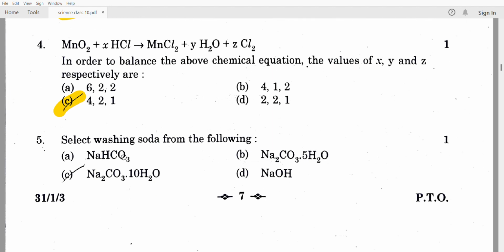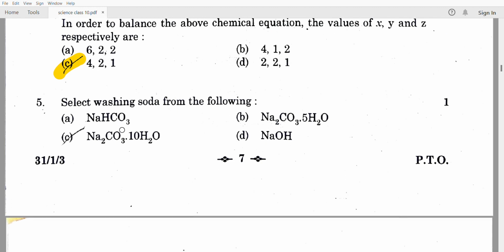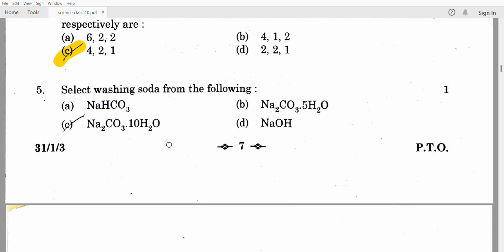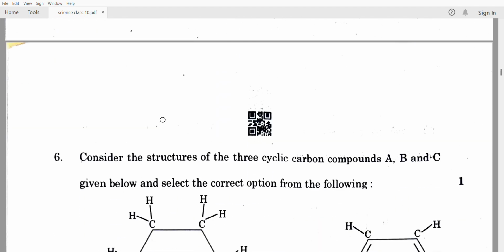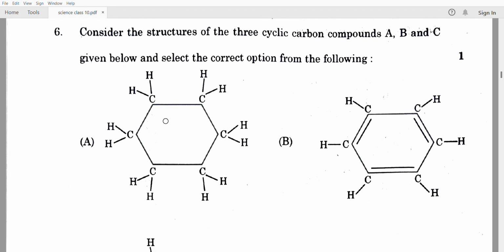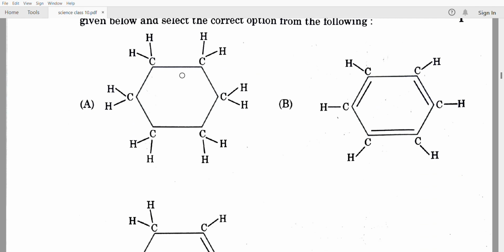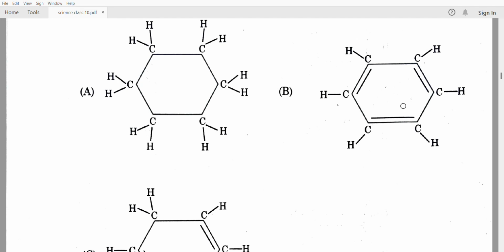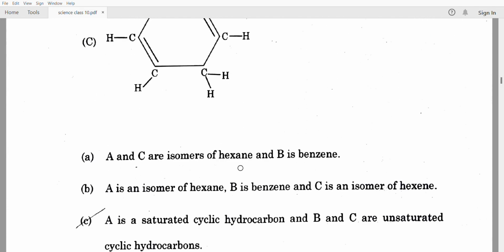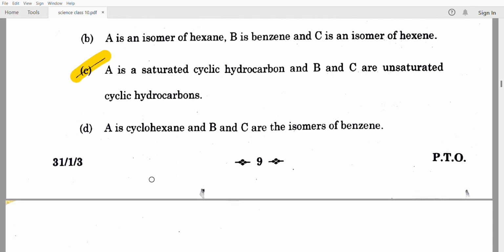Then as we move on to the fifth question. Select washing soda from the following. The right answer, we know washing soda is sodium carbonate decahydrate. We'll go to the sixth question. Here consider the structures of the 3 cyclic carbon compounds A, B, C given below and select the correct option. So as we can see here, first one is cyclohexane, second one is actually unsaturated, third one is also unsaturated. So here we can go for option C. A is saturated cyclic hydrocarbon, B and C are unsaturated.